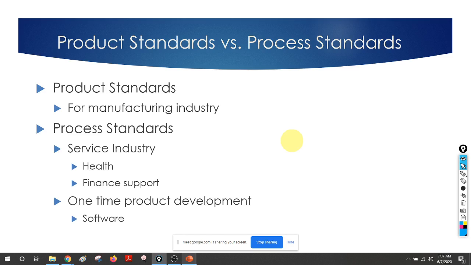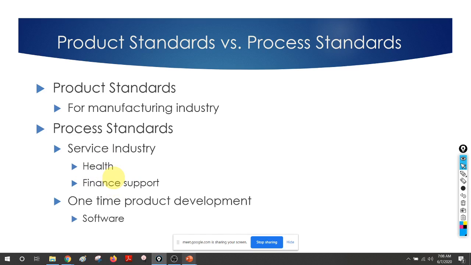Product standards means standards for a product. Process standard means we standardize the quality of the process. So when it comes to the manufacturing industry, like soap or electrical goods, they have product standards. But when it comes to the software field or the service field, we have the process standards. In the service field, we can't have a product standard for health, banking, etc. What we can do is standardize and evaluate the standard of their process.